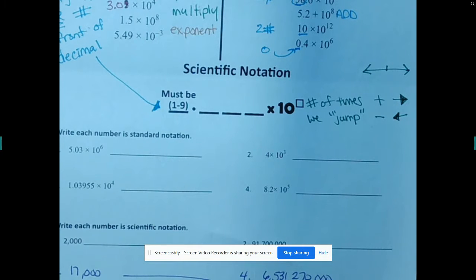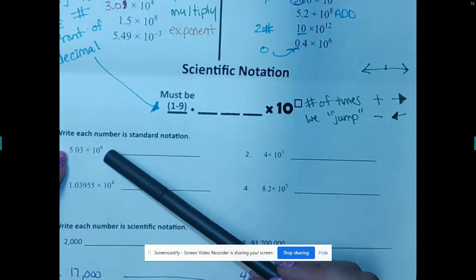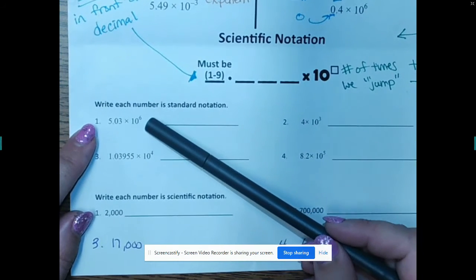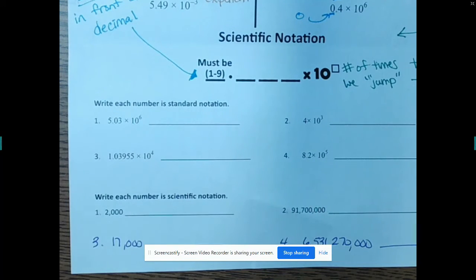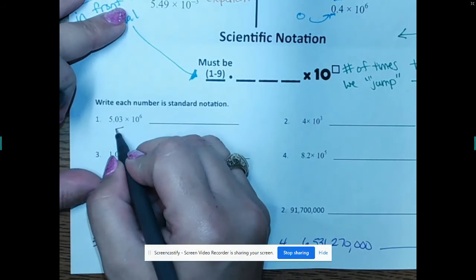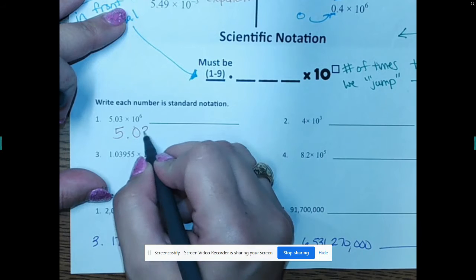All right, so the first one. They gave it to me in scientific notation, and I need to do it in standard notation. So what you want to do, I have old eyes, maybe you can see these little numbers good, I always rewrite it. Okay?